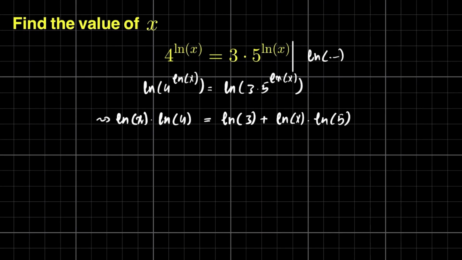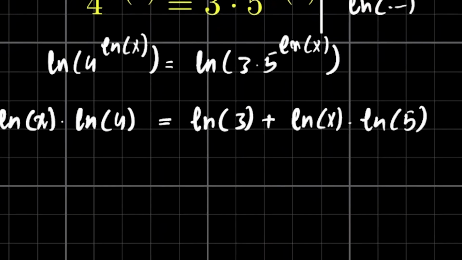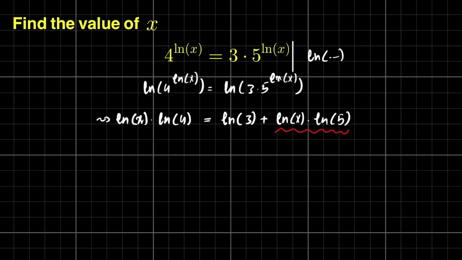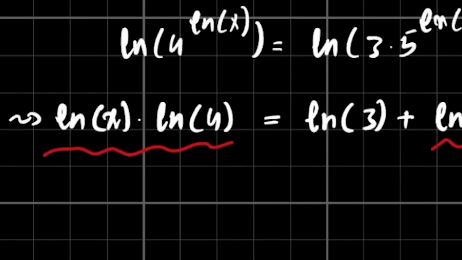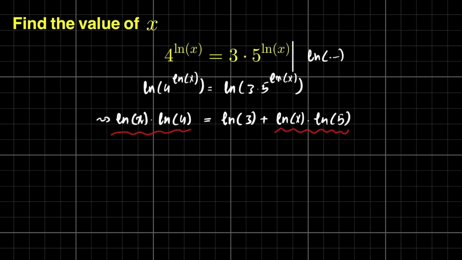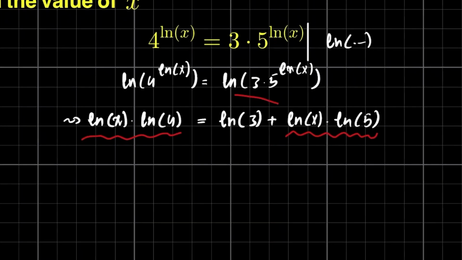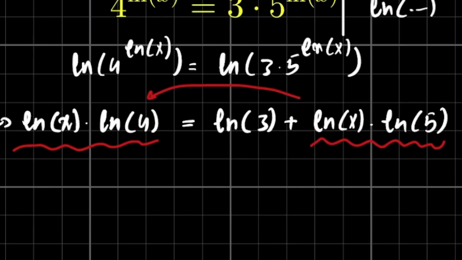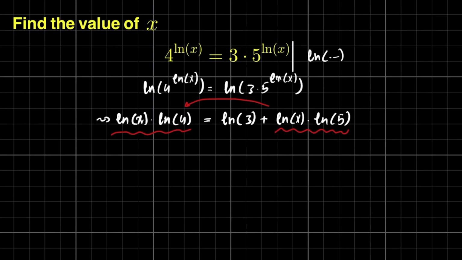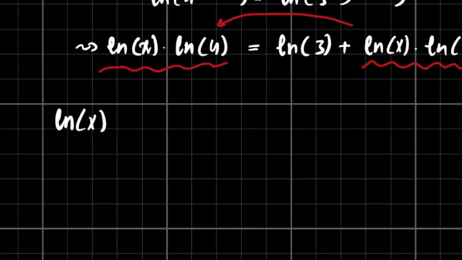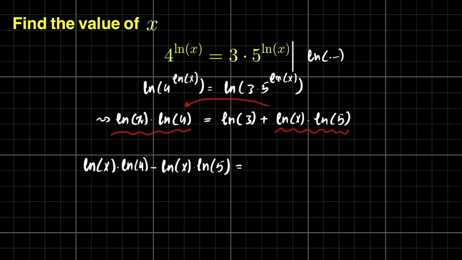My next step is getting the like terms together. The like terms that I have here are ln of x. So I'm going to move this term from my right side of the equation to the left side and I'm going to factorize. So I am going to have ln of x multiplied with ln of 4 minus ln of x multiplied by ln of 5, and that is going to give me ln of 3.